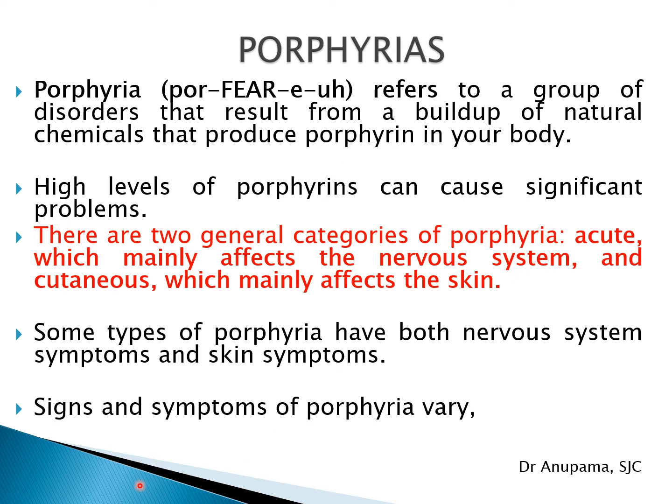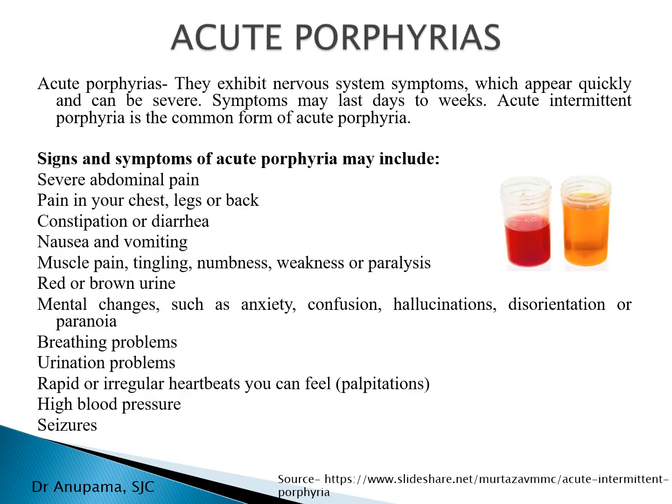Signs and symptoms of porphyrias usually vary. First, let us learn about acute porphyrias. Acute porphyrias, as we know, exhibit nervous system symptoms. These appear very quickly and can be severe also. Symptoms may last for a few days to weeks, and acute intermittent porphyria is the most common form of acute porphyrias.